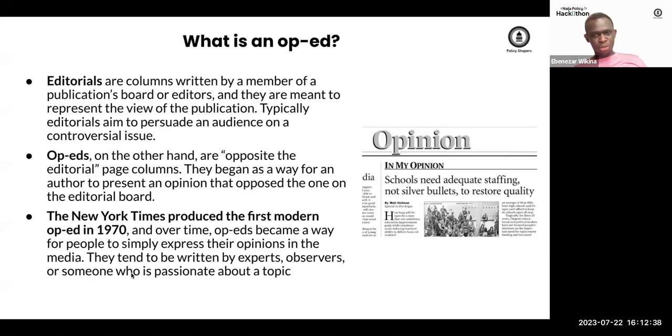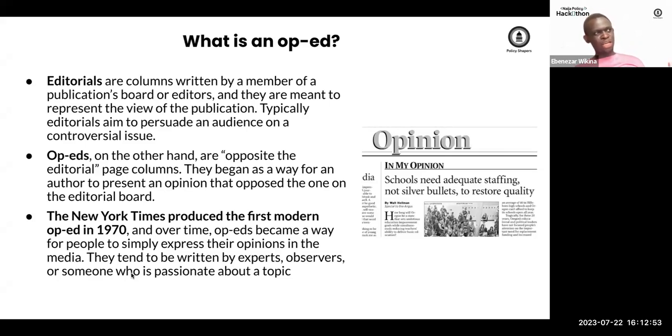The first modern op-ed was published in 1970. And since that time, op-eds have evolved. There are various forms of writing. Some people use cartoons, some people use different forms of data points to put out their work.